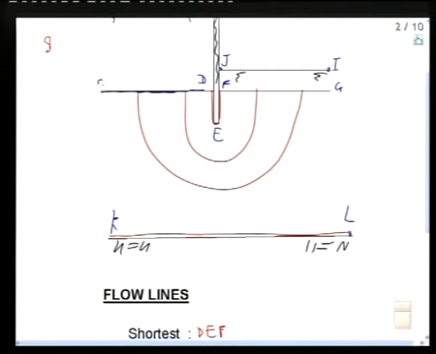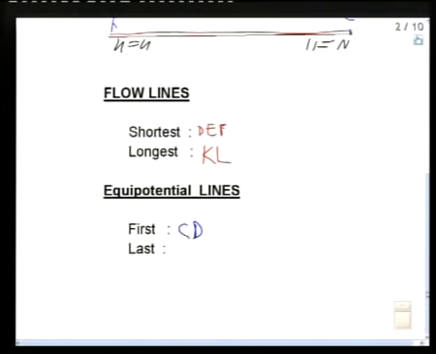FG, this one. FG. Do you agree? All? Right. FG, last. So, guys, look. Flow lines. We have the first one, the last one. The first one is the shortest, which is DEF. The last one is KL, part of it. All my flow lines should be between DEF and KL. The first equipotential line is CD. The last equipotential line is FG.